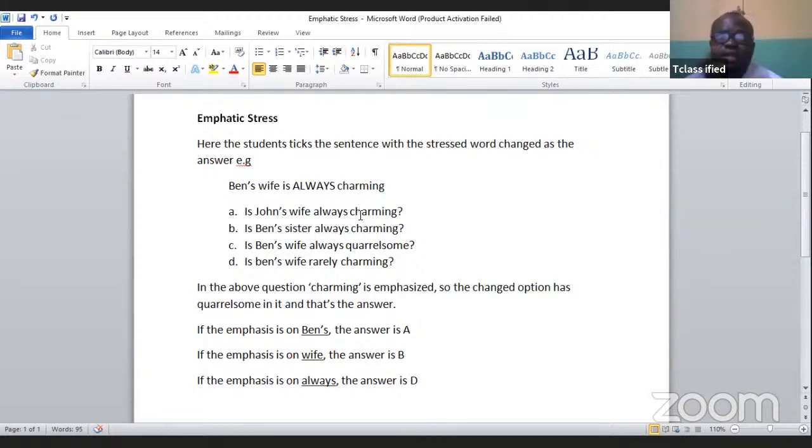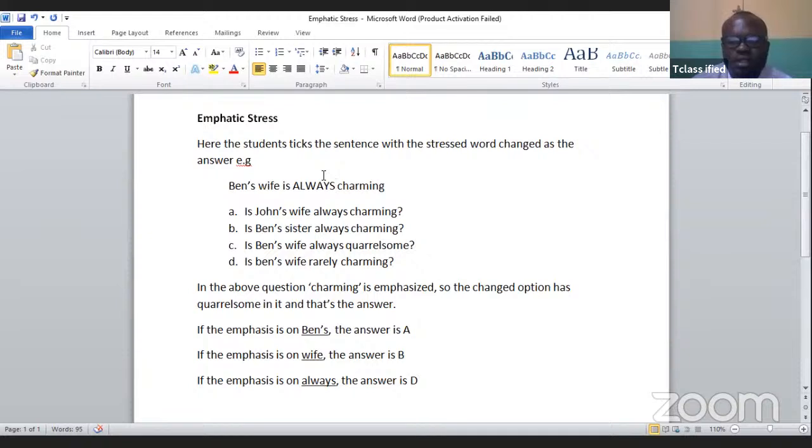Option B is Ben's wife, always charming. Option C is Ben's wife, always quarrelsome. And option D is Ben's wife, rarely charming. Rarely. See, from always is now rarely. So option D is the answer. So if the emphasis is on always, then D is the answer. Okay.